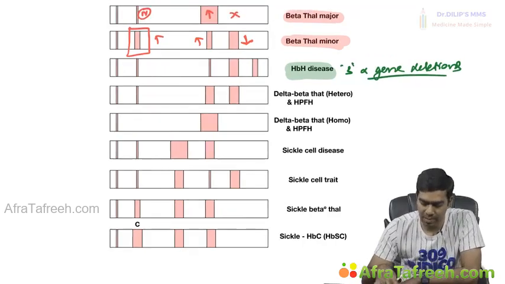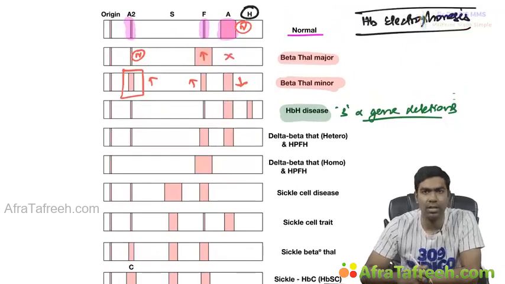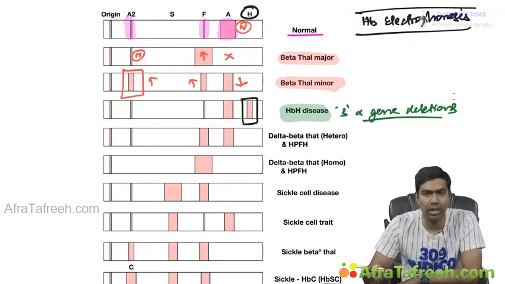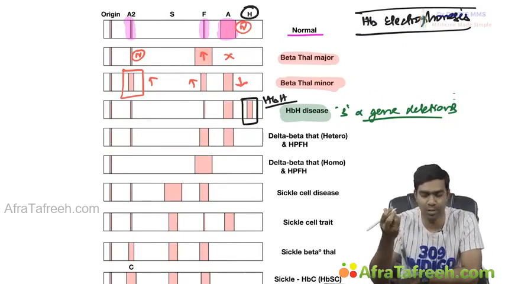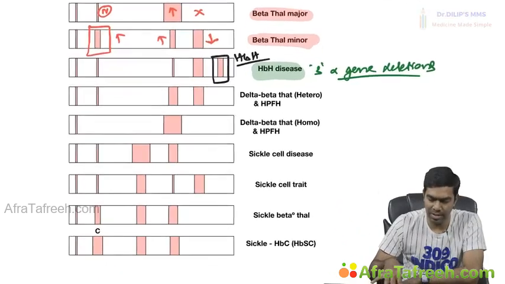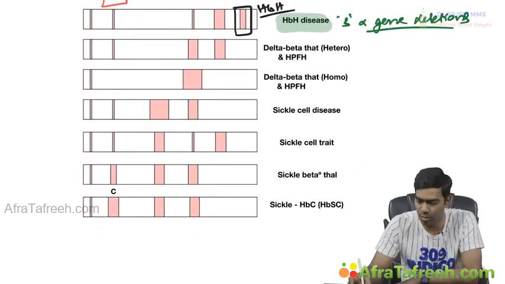So what you are seeing here typically is in the H range. Near the H, you are seeing a band, typical of HbH. That itself gives you the diagnosis. This is HbH. Apart from the remaining things, doesn't matter. Here the HbH band is the most important thing.